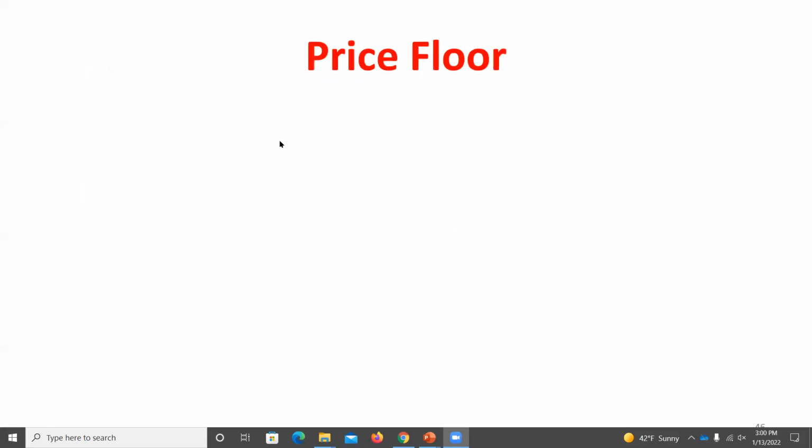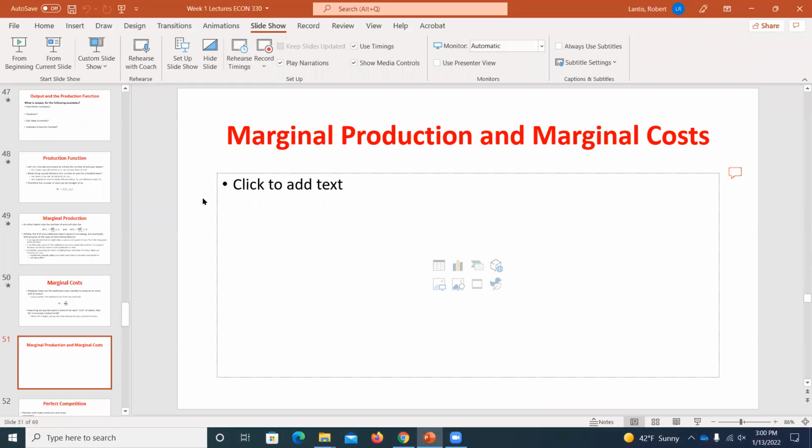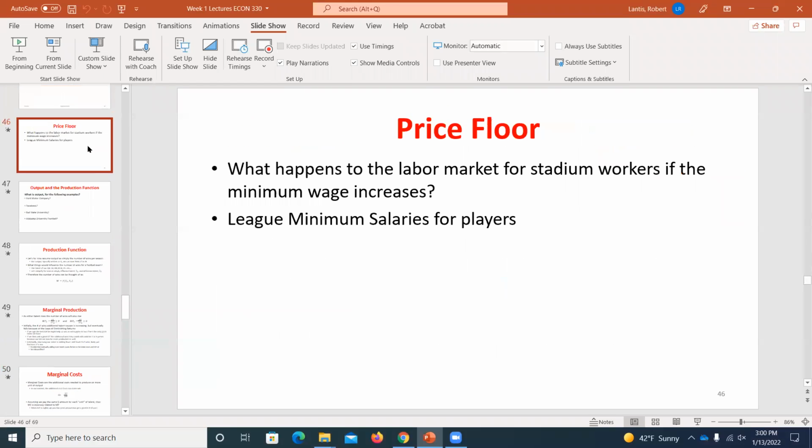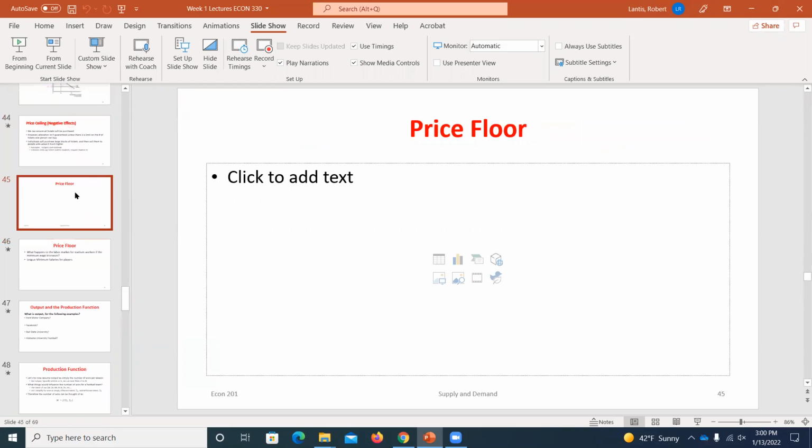What example did I do for price floors here? Yeah, I think we're going to do labor market. I might hold off on this. Let me see if there's a topic I like a little bit better. No, we're going to get a little bit more into the production. So we'll end on this price for them.